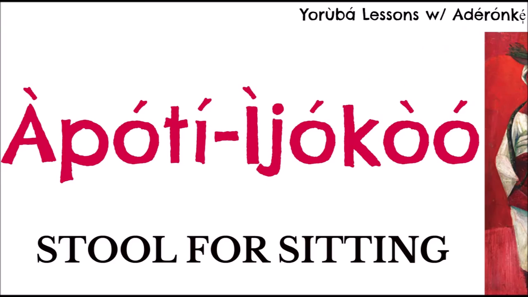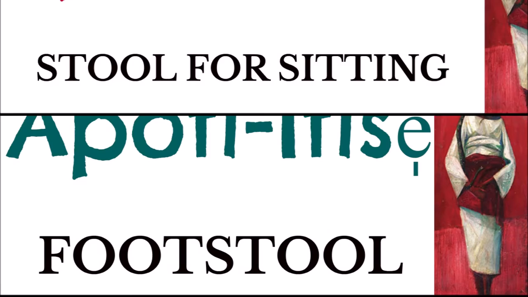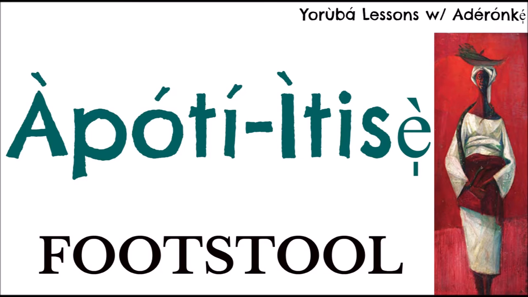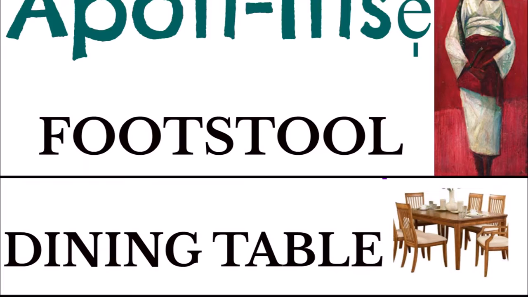Just going back to apoti, we have the ones that we sit on. They would look almost the same, it's just that they would serve different functions. If it's the stool that you would sit on, it would be apoti joko. If it's the stool for placing your leg on, like a footstool, it would be apoti itise. Ese is the leg, the feet. So apoti itise is for resting one's foot or one's feet. For the one for the dining table, the idea is that you would have table in it.